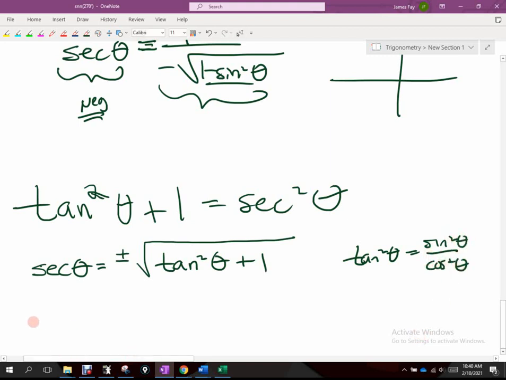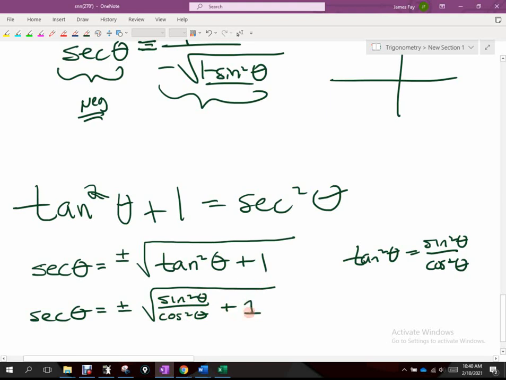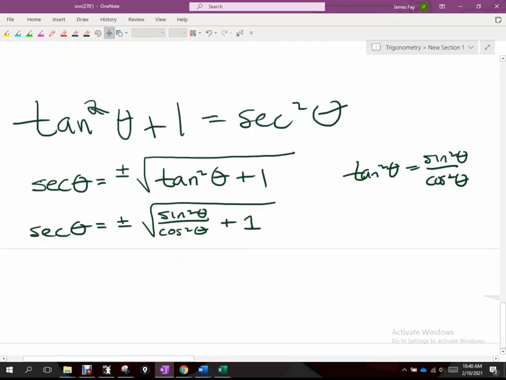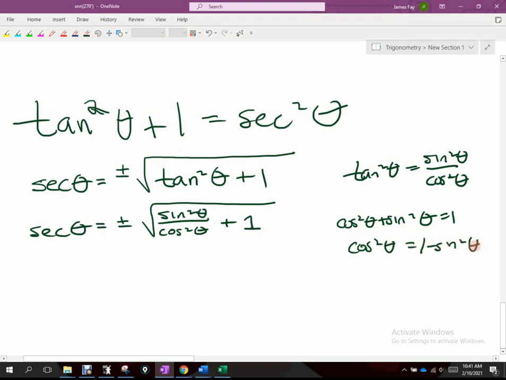Okay, so secant theta equals plus or minus the square root of sine squared theta over cosine squared theta plus 1 now, right? Let's say the exact same thing now. But we didn't want cosine in there, correct? We got a formula: cosine squared theta plus sine squared theta equals 1, right? So actually, I'd write this cosine squared theta equals 1 minus sine squared theta.